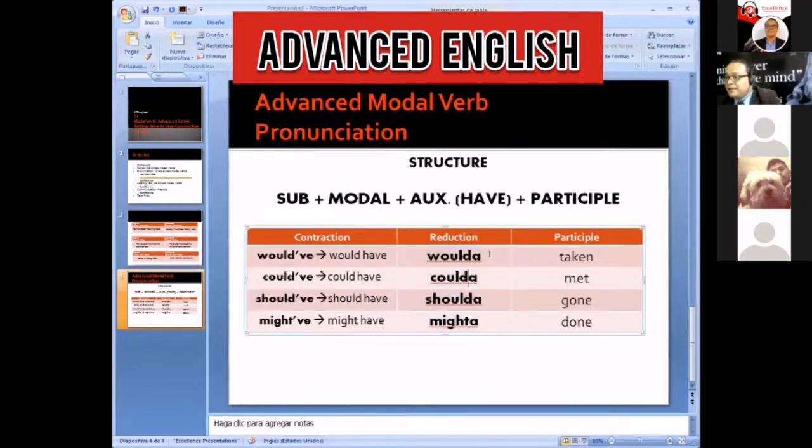Which is basically that A that you see there, for the people that don't know. It's the schwa. Say it. Woulda, coulda, shoulda, mighta. And that's just going to make you speak faster.